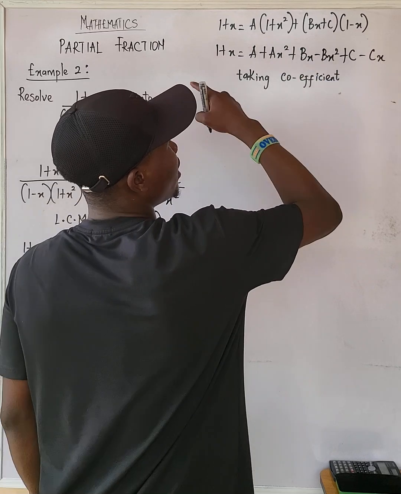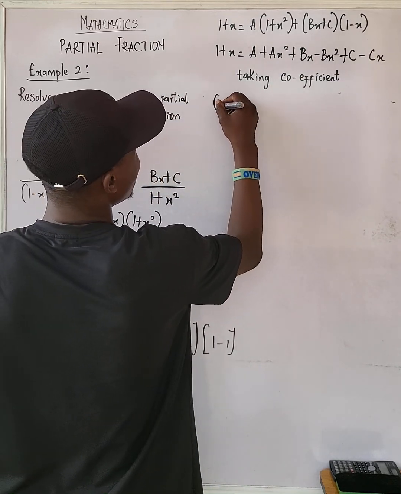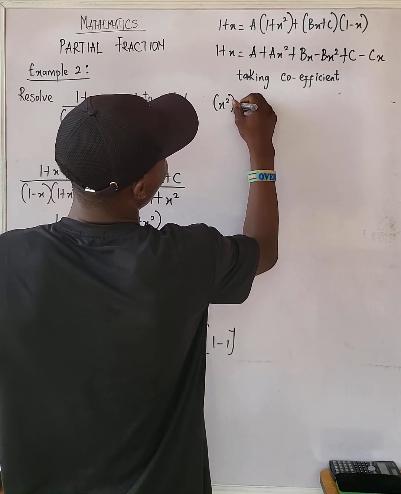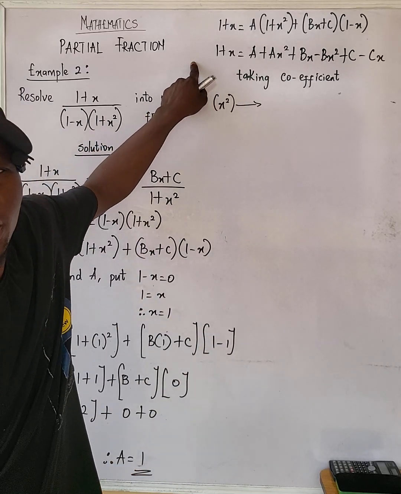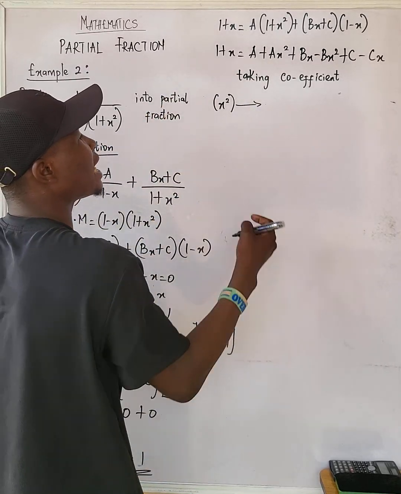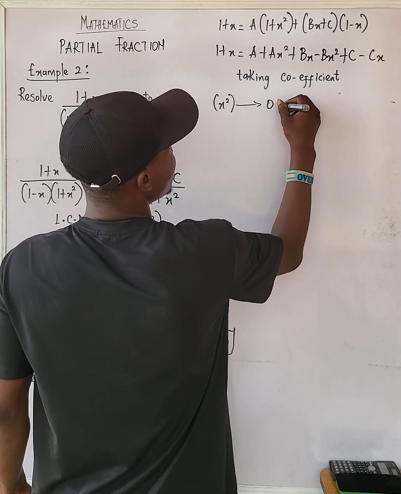Now, the highest power of x. What's the highest? x squared. So let's start with x squared, just like we did in the previous video. On the left-hand side, what is the coefficient of x squared? Is there any x squared on the left-hand side? No. So the coefficient is 0.